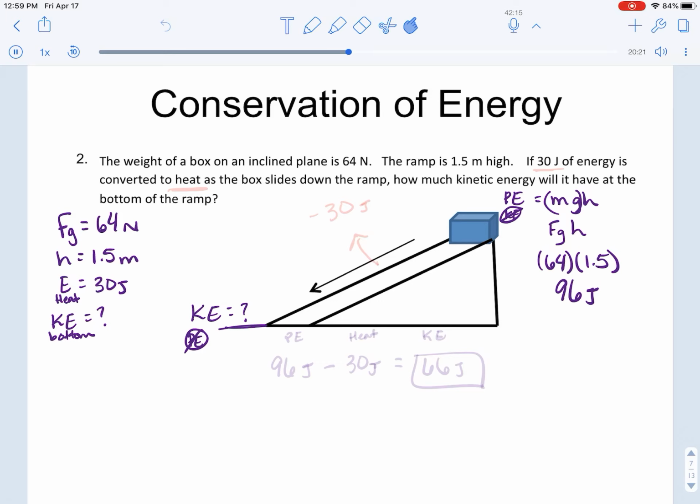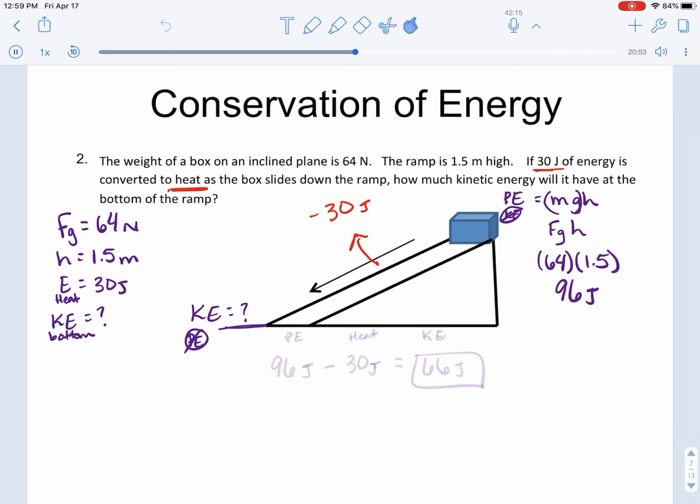Now, when it says that we have 30 joules of energy converted to heat, remember I said heat energy is not going to be returned to our system, so it will not be recycled back into the potential, kinetic, or mechanical energy that we have available. So what we're going to do for this question is say that along the way we are losing or removing 30 joules of energy.